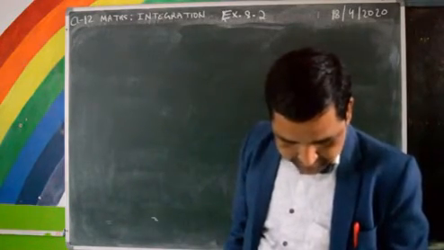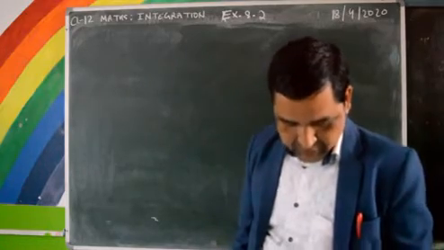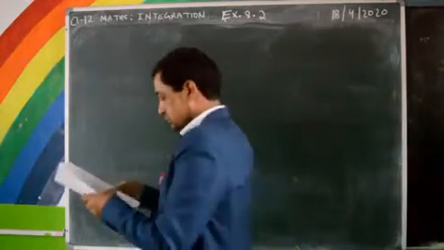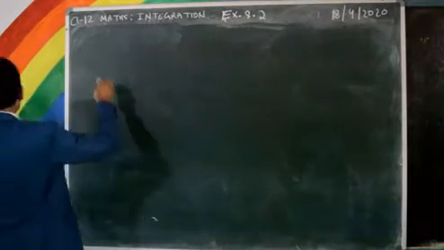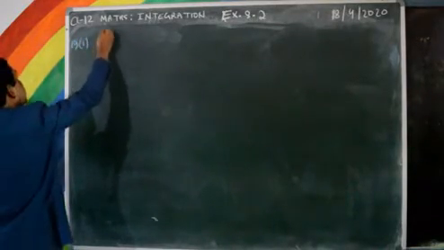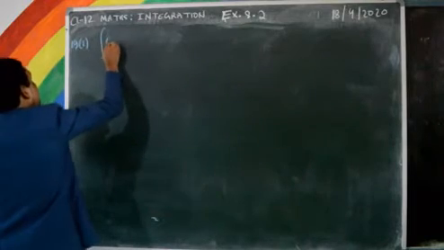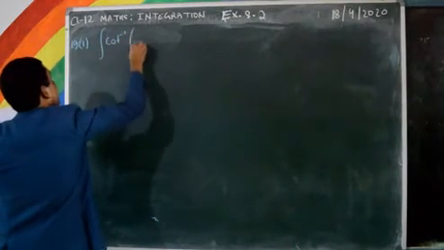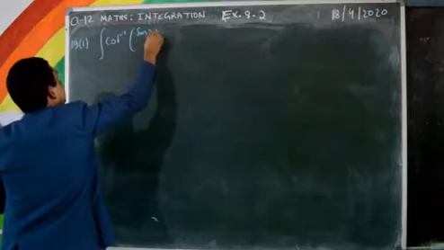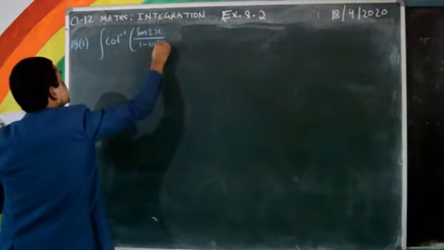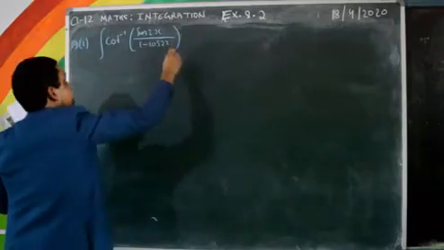Next question is question number 19.1. Question number 19, short question 1: integration of cot inverse of sin 2x divided by 1 minus cos 2x, dx.